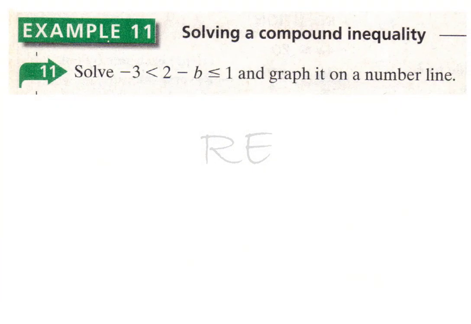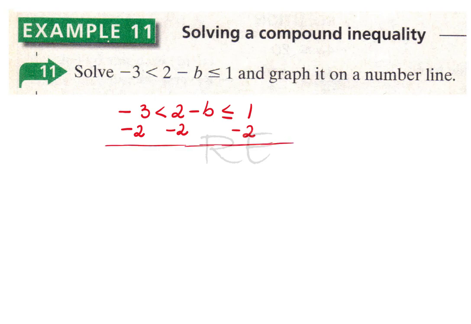For example 11, we are solving a compound inequality. This inequality is a conjunction. We're going to subtract 2 from all three sides. We get -5 is less than, strictly less than -b, less than or equal to -1.